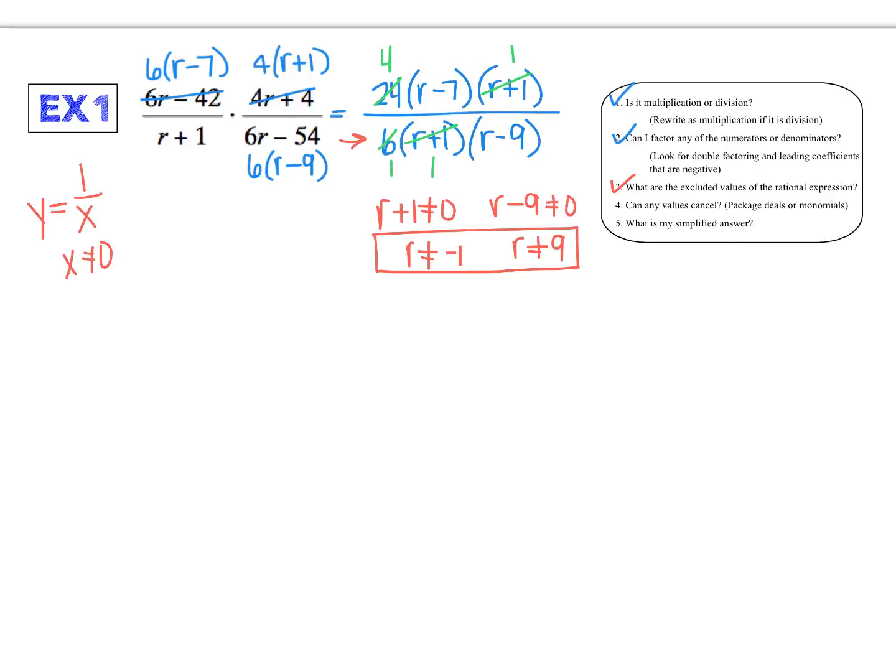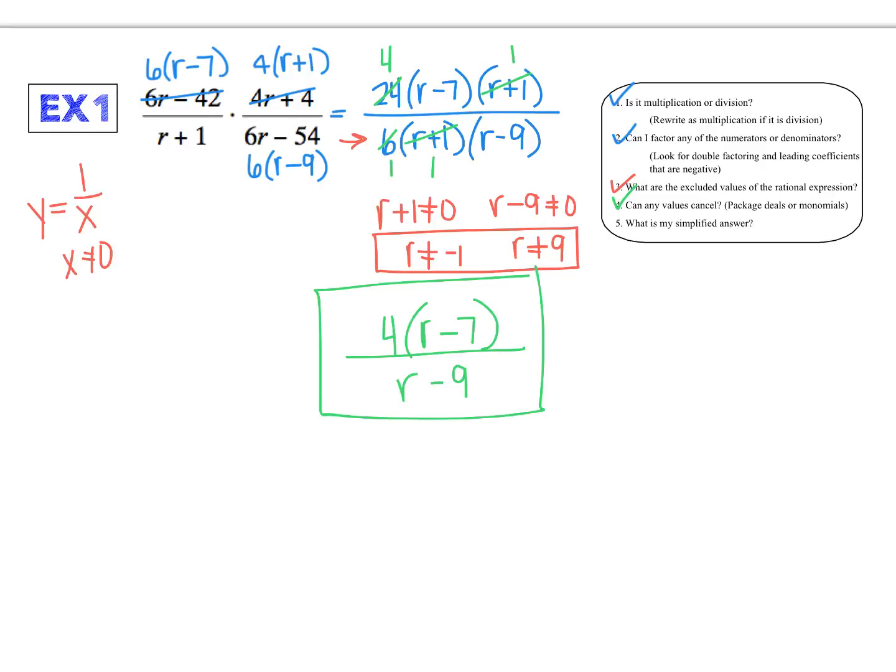So then I have my simplified answer. What's left on the top is 4 times 1, which is just 4, and then I have that r minus 7. All over, in the denominator, 1 times 1 is just 1, r minus 9. And that is my simplified answer.